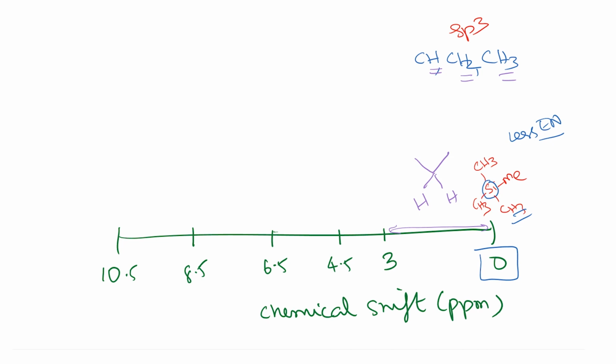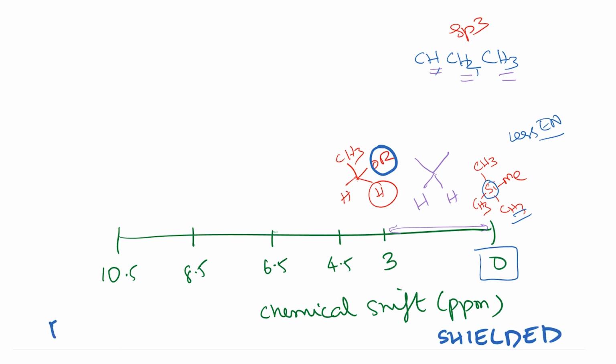Now, when you add an electronegative atom, for example an OR, that is an ether, we are talking about these hydrogens, because this OR is more electronegative, it becomes more de-shielded. Keep in mind that we discussed already that this is the shielded and this is the de-shielded.